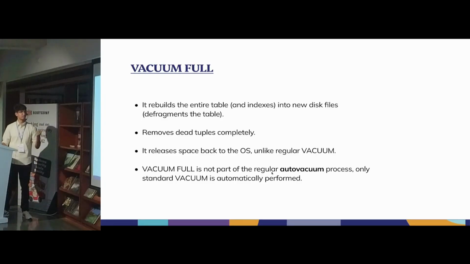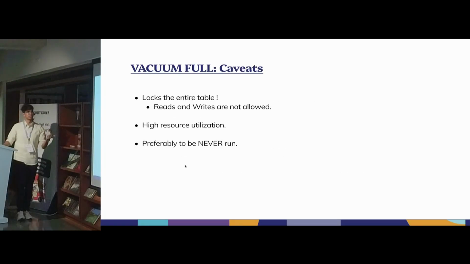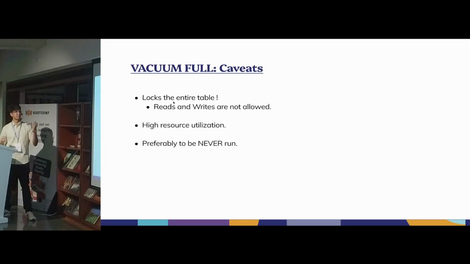And one thing to note is that the regular vacuum process is run automatically by Postgres on a few triggers, and the triggers fire quite often. Vacuum full is not run as an automatic process. This is due to a few caveats vacuum full has. The biggest caveat is that vacuum full locks your entire table, so no reads or writes are allowed into the table at all, right? And as I said, it uses a lot of resources, and it's preferably never run.